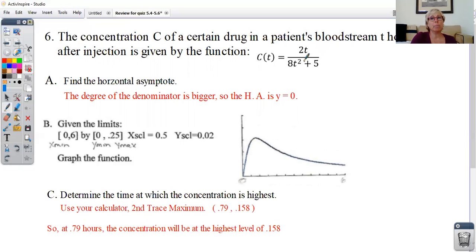Horizontal asymptote, bottom bigger, 0. And my Labs Plus will give you the X min and X max, Y min and Y max, and the scale. So just type that into your window and you get this pretty cool little graph. And they're going to ask when the concentration is the highest. So you just do second trace maximum, a little to the left, go over the top, a little to the right, and then your maximum is going to occur at 0.79. So in 0.79 hours, your concentration level will be at its highest. But they ask for the time in this.